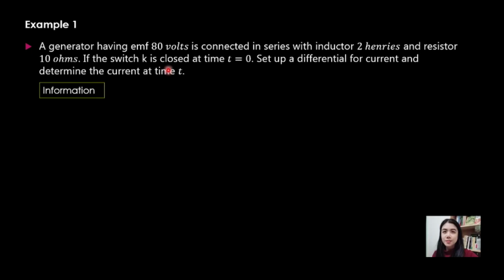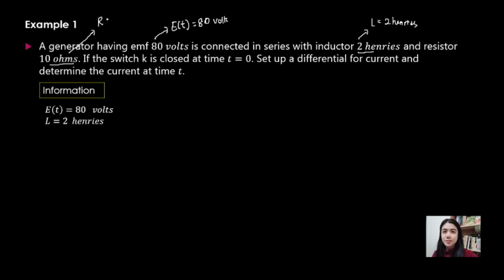First of all, this 80 volts is actually your E(t), so E(t) is equal to 80 volts. It says you have an inductor of 2 Henry. For inductors we use the symbol L, so L is equal to 2 Henry. You have a resistor of 10 ohm, which is referred to as R, so R is equal to 10 ohms.